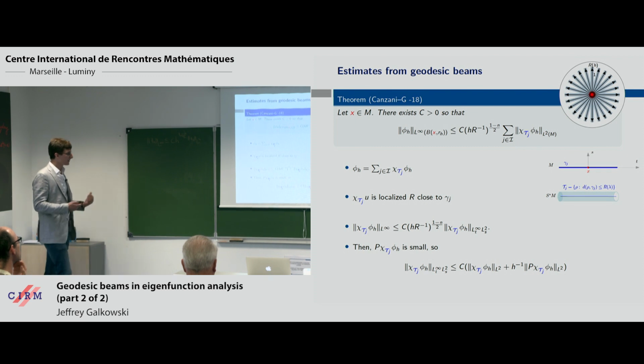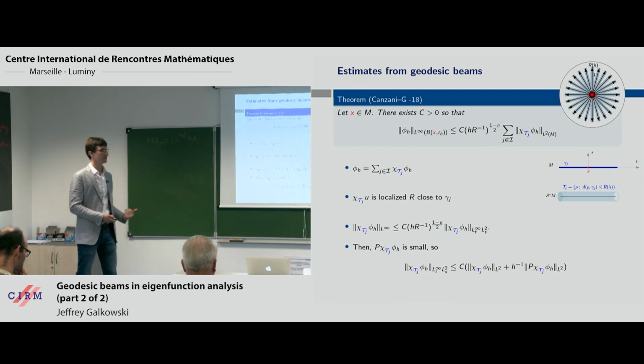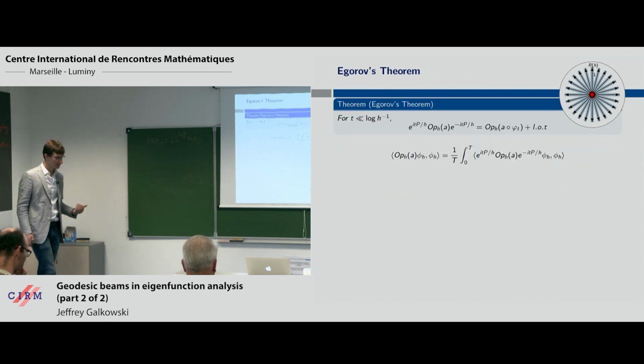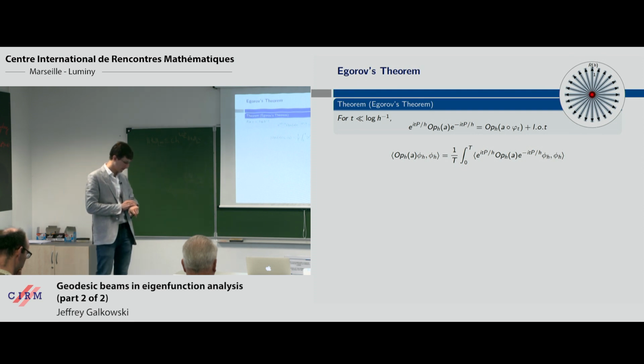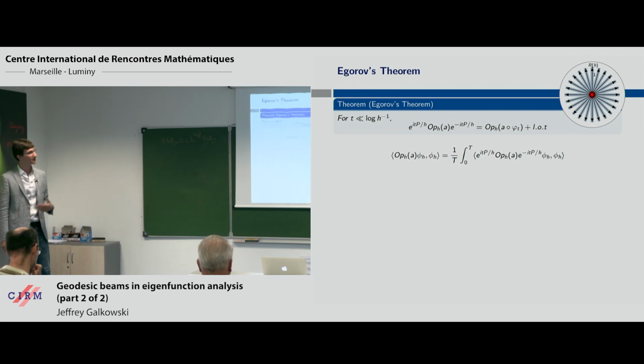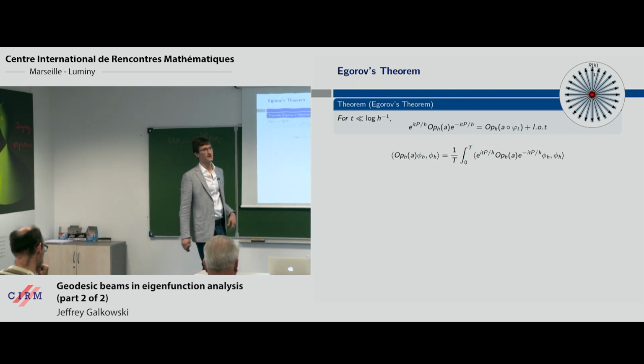Okay, so that's really what's happening. Concentration is implying improved estimates, and then you just decompose your function. All right, and now we want to get some dynamical improvements. And the way we do that is just Egorov's theorem. Okay, so I'm not going to be extremely precise about the times involved here.